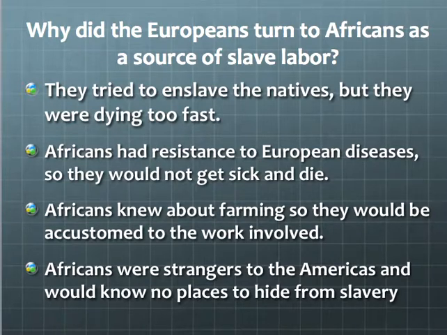Africans had resistance to European diseases, so they would not get sick. They knew about farming, so they would be able to do the work. And Africans were strangers to the Americas, so they did not know where to hide, and they did not often run in the early years.